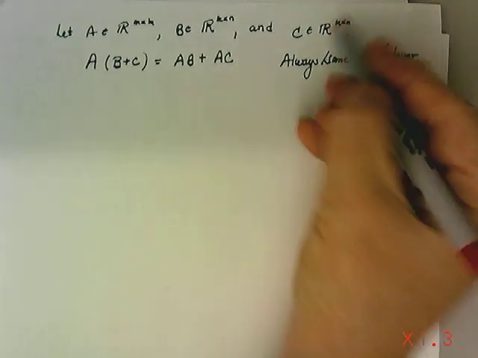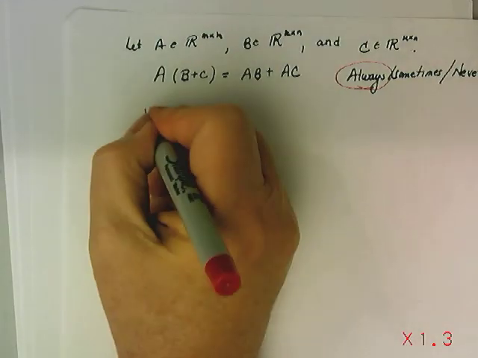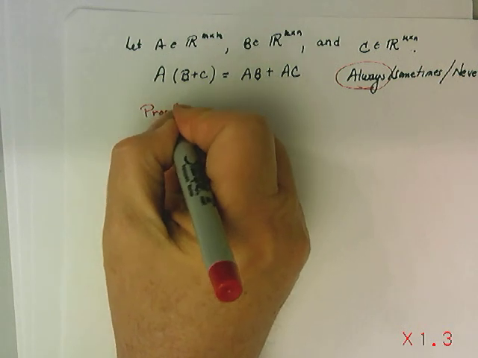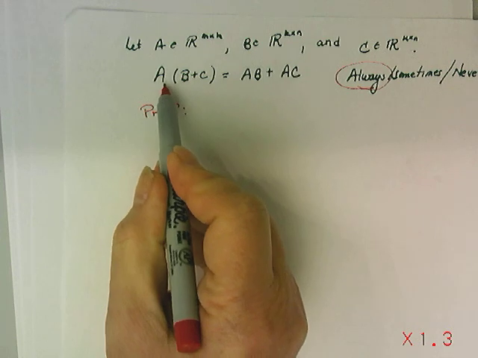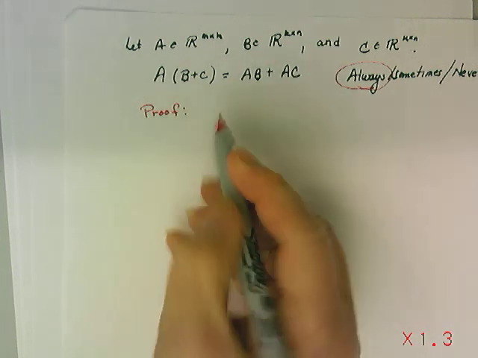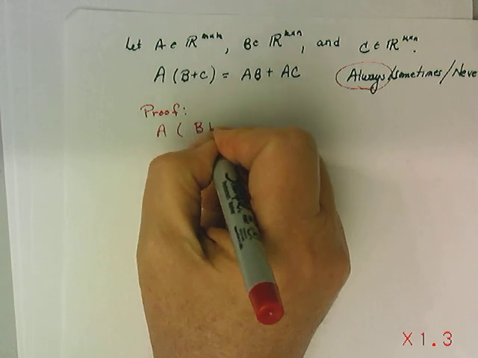I know this is always true. And so with my proof, what I'm going to do is start with one side and show that it's equal to the other side. I'll start with the left-hand side: A times the quantity B plus C.